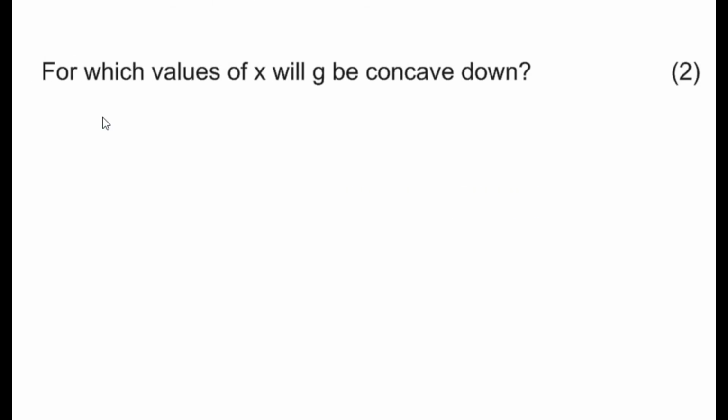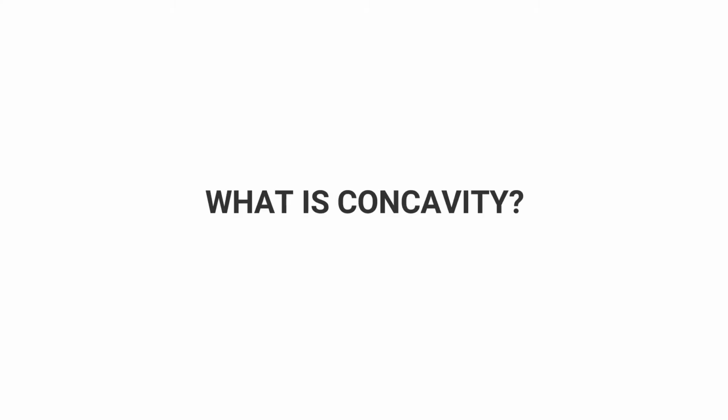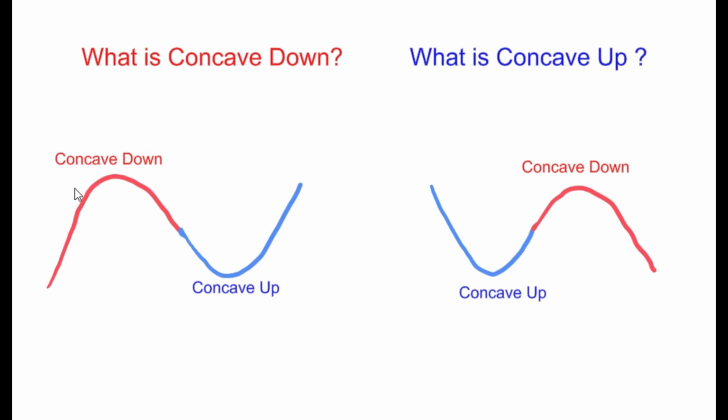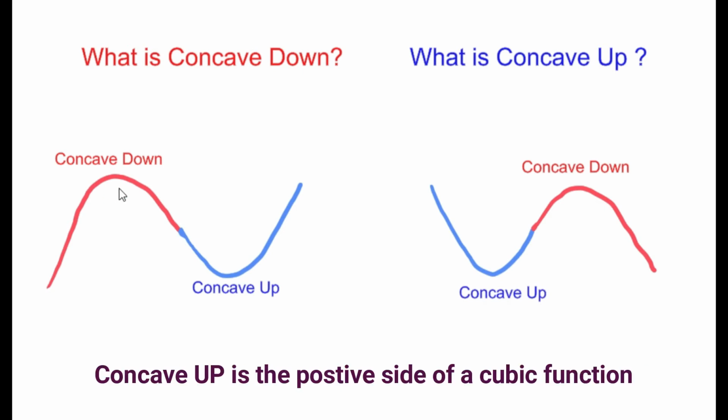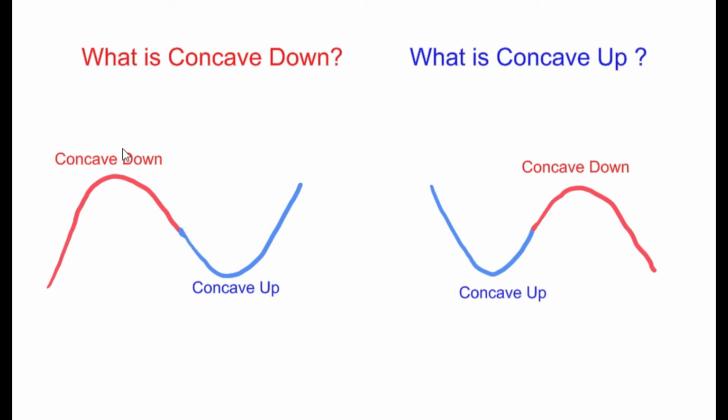This question says, for which values of x will the graph be concave down? To answer this, you need to understand the concept of concavity, so let's go through that real quick. A cubic function is normally comprised of two parabolas, one positive, one negative. The negative side is called concave down, and the positive side is called concave up. The one drawn in red is your concave down, then the concave up.